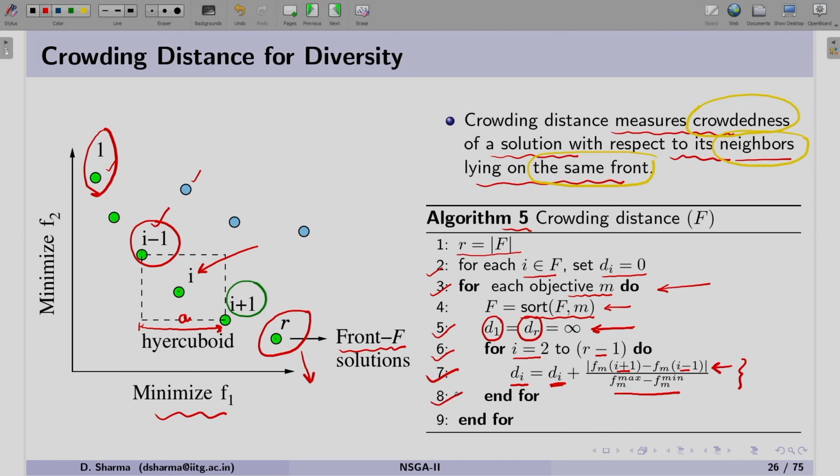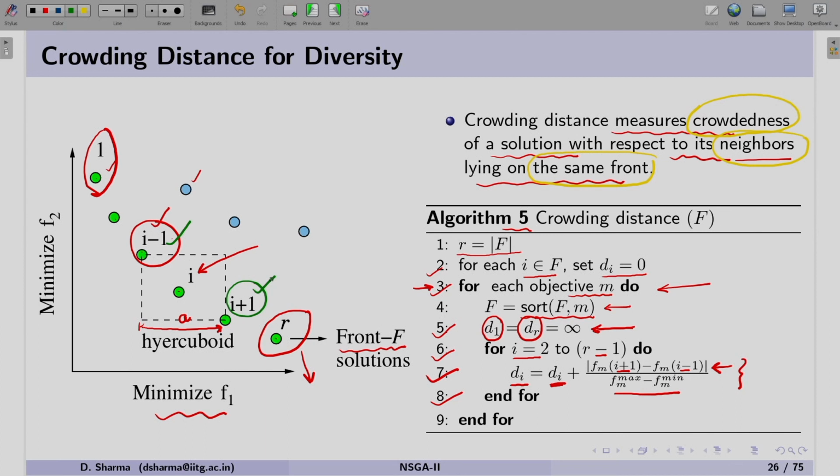Thereafter, again we will go to step number 3 for the second objective. Now, when we are going to sort, since it is a two objective problem, i minus 1 and i plus 1 will become the neighbors of the same solution.